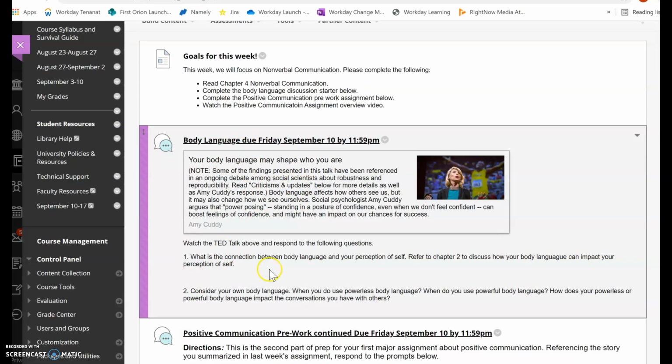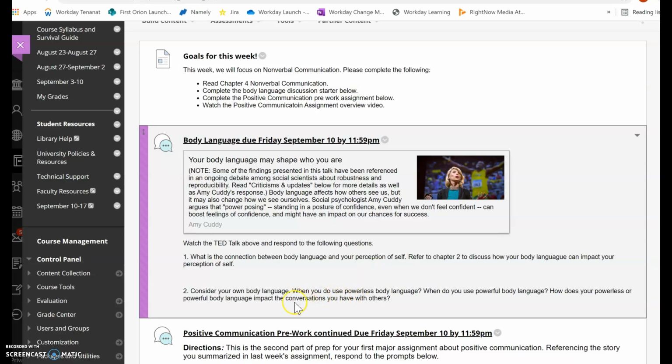In your own opinion, what's the connection between body language and your perception of self? You can look at chapter 2 when you talk about perception and reference some of the stages of perception, what factors into our perceptions. Take a look at that and work some of that information into this response.